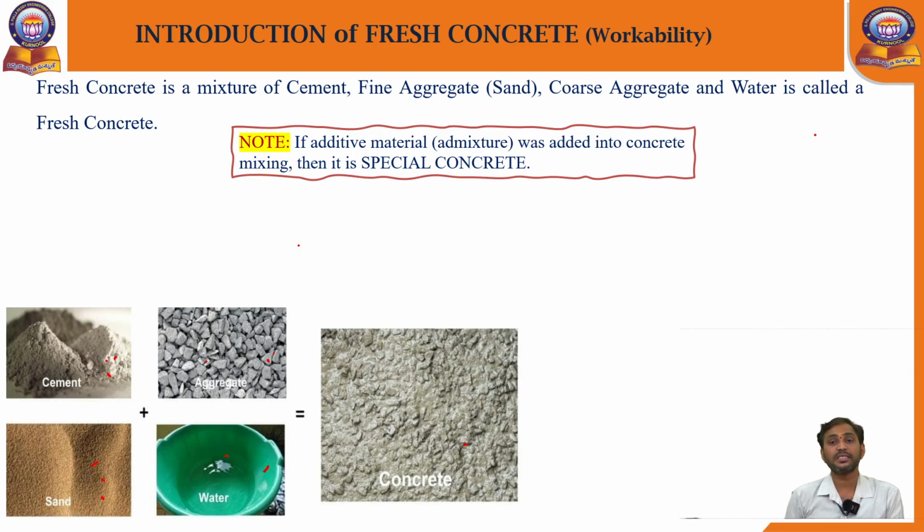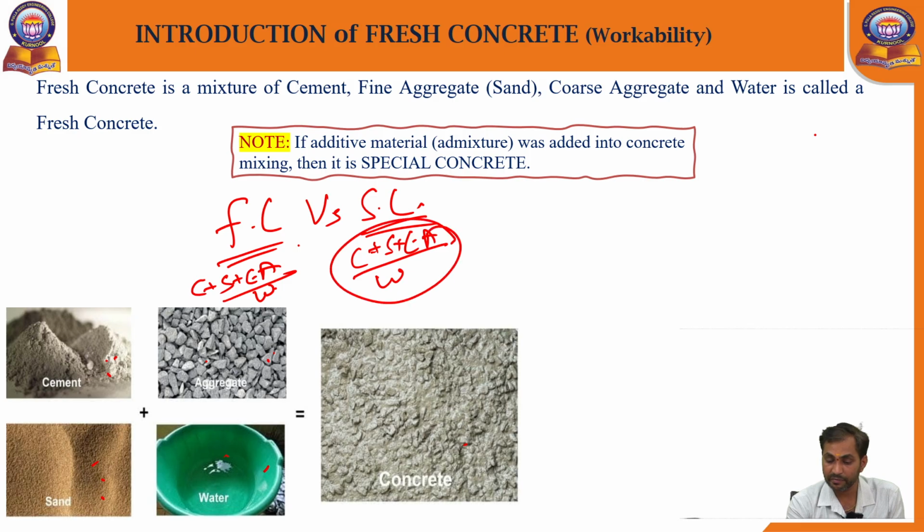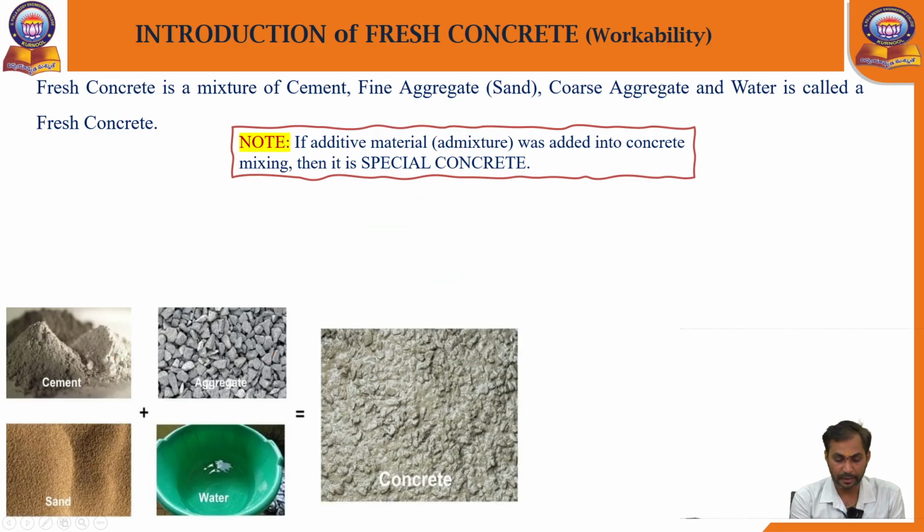So there is a small difference between fresh concrete and special concrete. Here we are taking only cement plus sand plus coarse aggregate with water. Coming to the special concrete, it is the nominal concrete, cement plus sand plus coarse aggregate plus water, with the addition of additive materials. Then the special concrete is prepared.